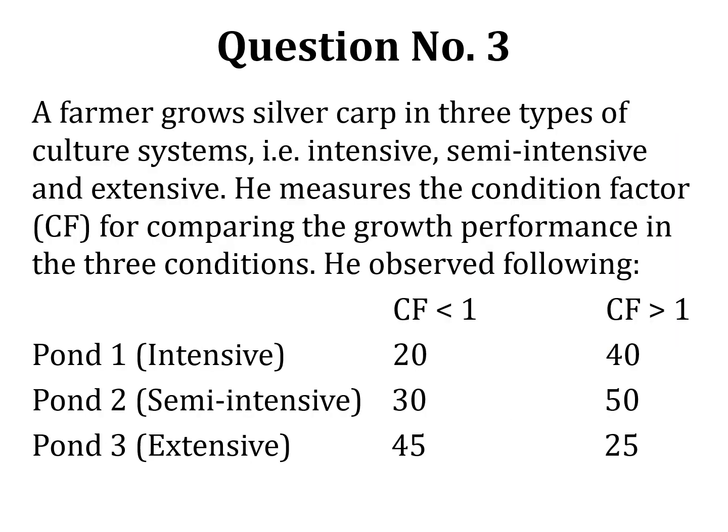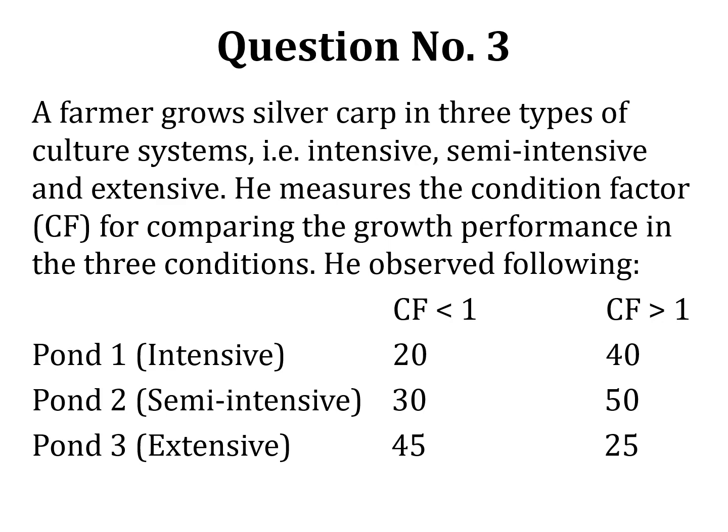Now our question number 3, and this question is also about fish. A farmer grows silver carp in 3 types of culture systems, that is intensive, semi-intensive, and extensive. He measures the condition factor for comparing the growth performance in 3 conditions, and he observed the following. In pond number 1, which is intensive culture, the condition factor is less than 1 for 20 fish, and greater than 1 for 40.